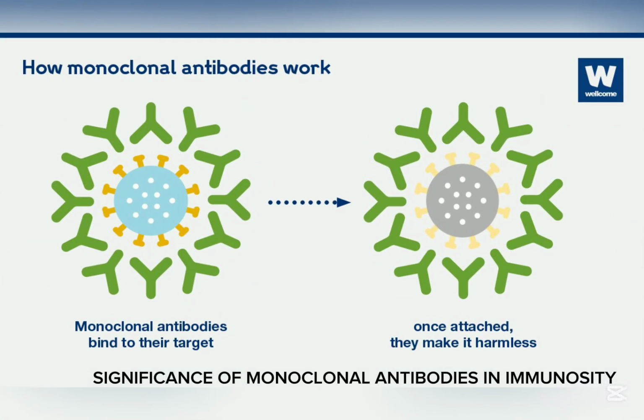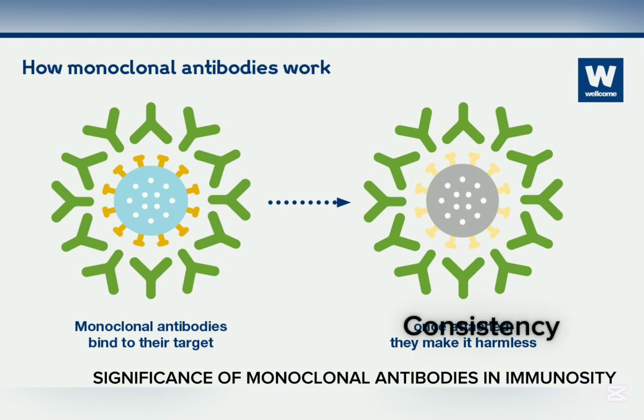Then we go to the second question, which is the significance of monoclonal antibodies in immunoassay. Monoclonal antibodies play a significant role in immunoassay due to their high specificity and consistency. The first one is high specificity. Monoclonal antibodies bind to only one specific epitope, reducing the likelihood of cross-reactivity with other molecules, which enhances the assay's accuracy.